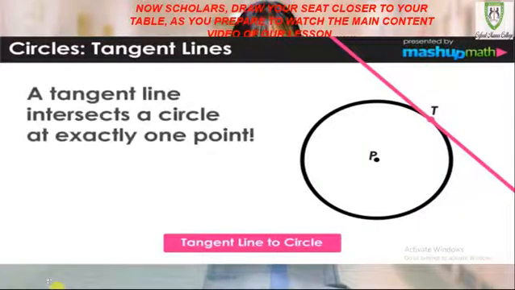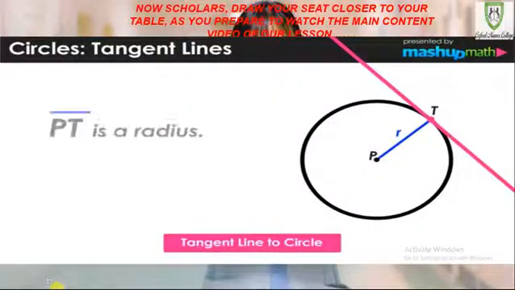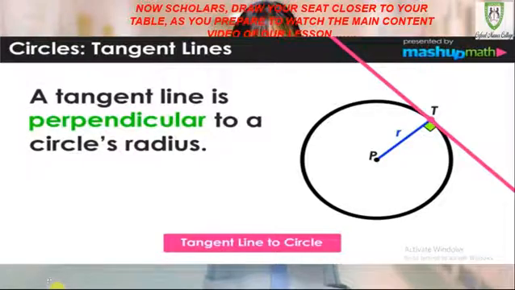our point T. Now, if we construct a line that connects that center point P with that point T on the outside of the circle, we would be constructing a radius, and we can call that line R. So PT is a radius of circle P. And if we look at the angle created by the radius and the tangent line, we should see that this appears to be a right angle measuring 90 degrees. And this is the case with tangent lines and circles. And we can say that a tangent line is perpendicular to a circle's radius.